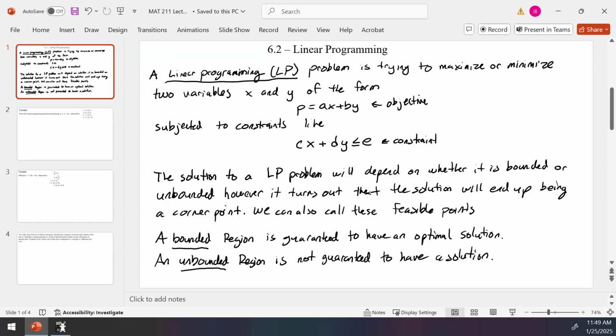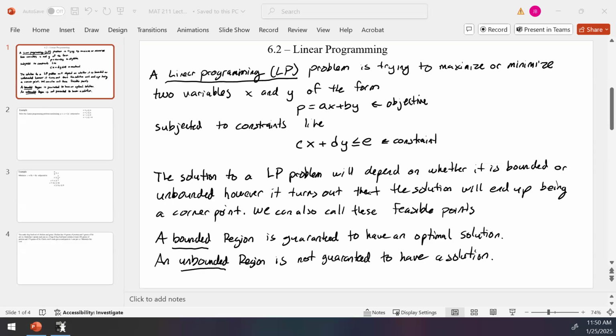But like I said, almost always the solution is going to be some kind of corner point, and that's what we're looking for. Here the emphasis is that if you have a bounded region, the corner points that create the bounded region, one of those has to be the solution. Whereas if you have only unbounded regions, the corner points are not guaranteed to be a solution. That's what I meant to say. They still could be a solution. It's just not a guarantee by any means.